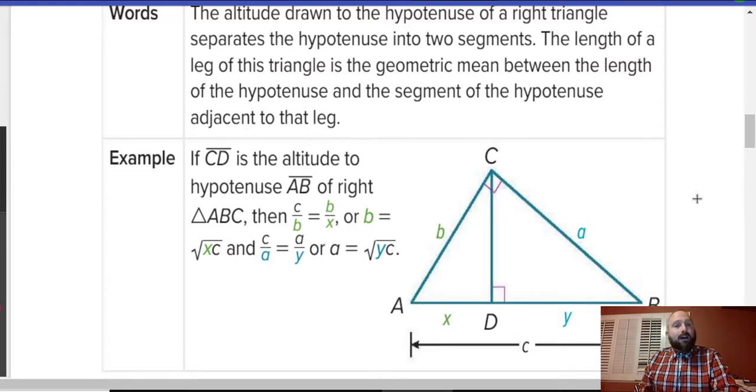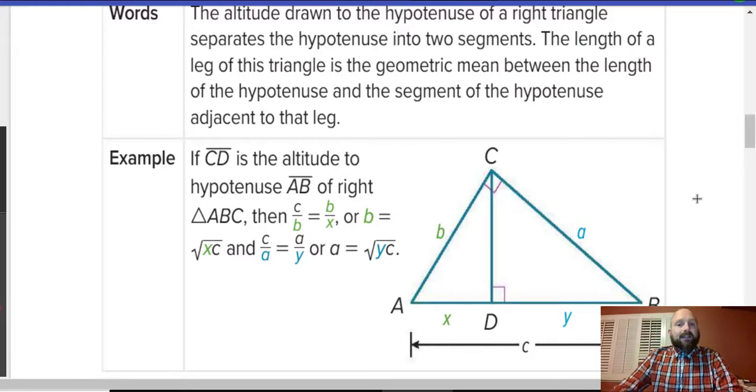Or we could do it with the other side. We can make this proportion of C over A is equal to A over Y. Then we can make that into our geometric mean. Let's break this down real fast. We're creating similar triangles and comparing the sides that are proportional, that are going to be dilated. And when we do this, it creates this geometric mean.